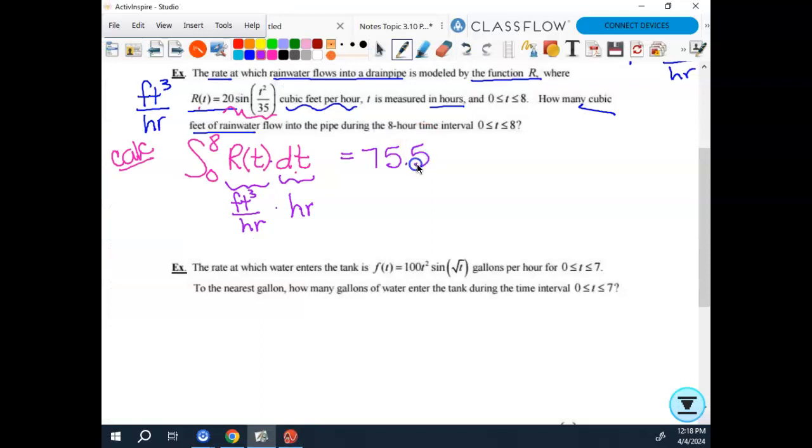So that means my answer is 75.570, and then I need my units in there. What did I say? What did I do? Oh, it is 76. Good Lord. 76. Can't even write numbers down correctly.